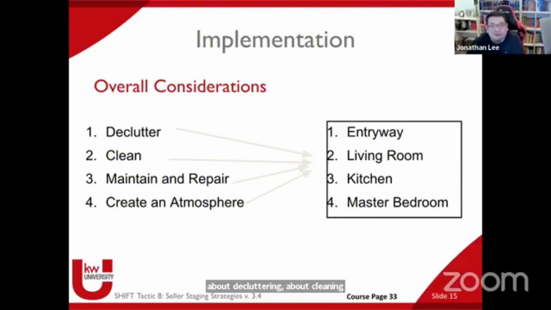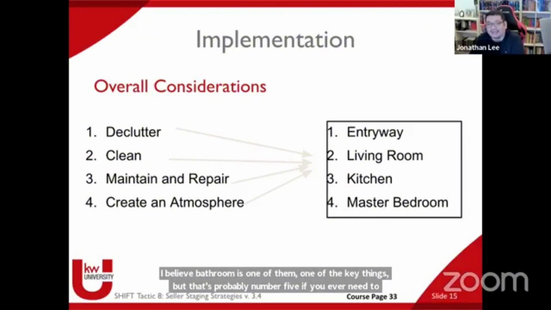Is the aircon cold? Are there leakings in places? There are stains of leakings in places. Can you fix that first? Create an atmosphere in the 4 key areas: your entryway, the first point of entry, your living room, the kitchen, and the master bedroom. And I believe the bathroom is one of the key things too, but that's probably number 5, if you ever need to fix that.